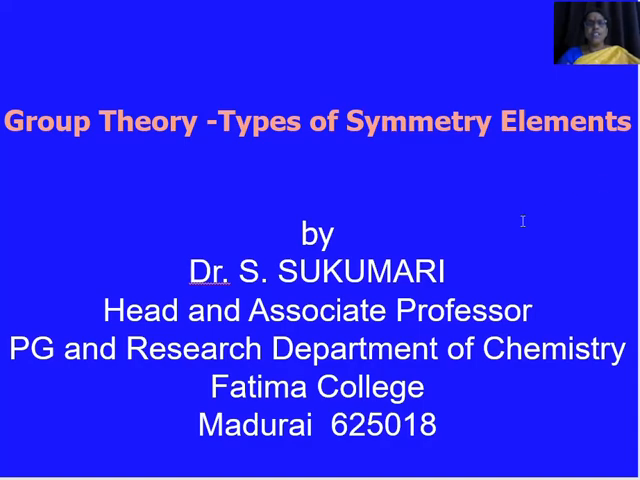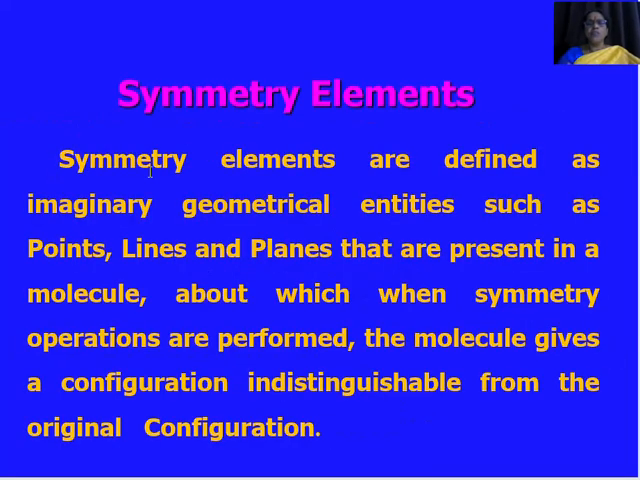Good morning everybody. Today we are going to see types of symmetry elements in group theory. First we will see how symmetry elements are defined. Symmetry elements are defined as imaginary geometrical entities such as points, lines and planes that are present in a molecule about which, when symmetry operations are performed, the molecule gives a configuration which is indistinguishable from the original configuration. That is, when we compare the resulting configuration with the original configuration, we cannot distinguish between them.